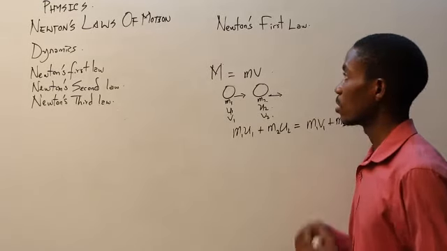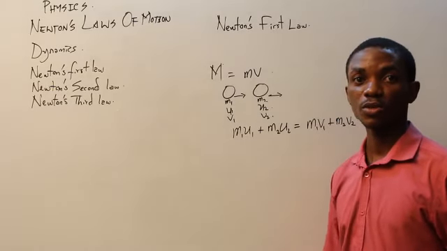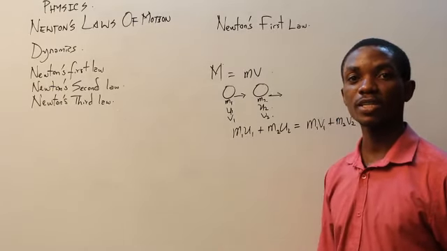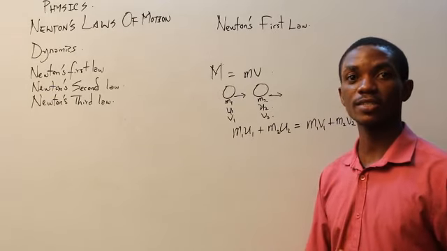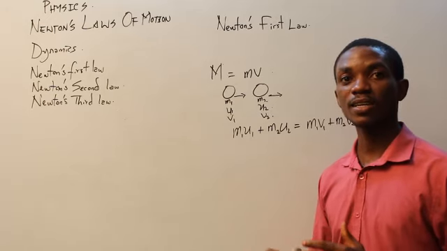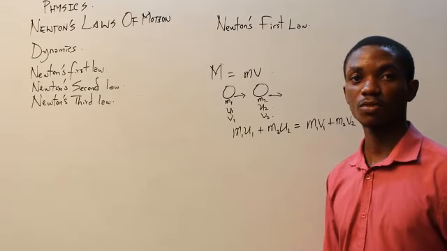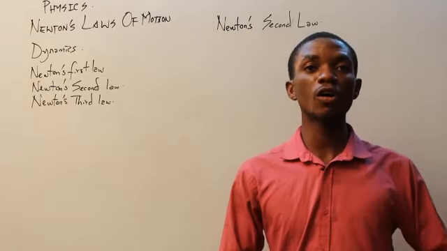That's one of the things that Newton's first law suggests. So a body would remain in a state of rest or constant motion unless an external body comes to make contact with it. Newton's second law of motion.